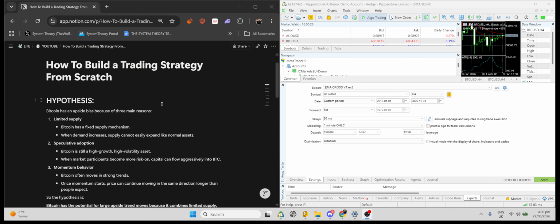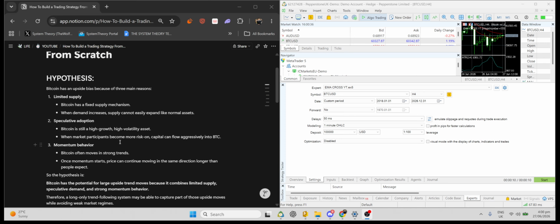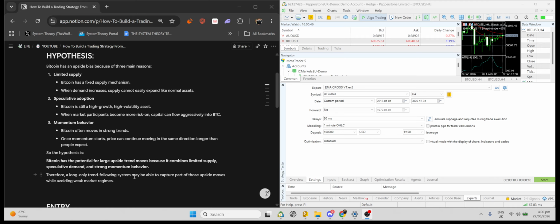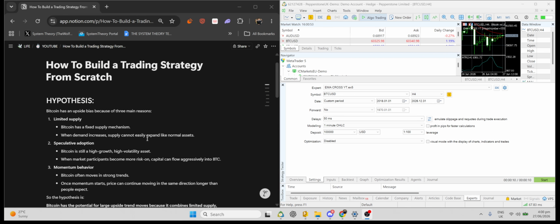Third, momentum behavior. Bitcoin often moves in strong trends. Once momentum starts, price can continue moving in the same direction longer than people expect. So the simple hypothesis is Bitcoin has the potential for large upside trend moves because it combines limited supply, speculative demand, and strong momentum behavior. Therefore, a long-only trend-following system may be able to capture part of those upside moves while avoiding weak market regimes.